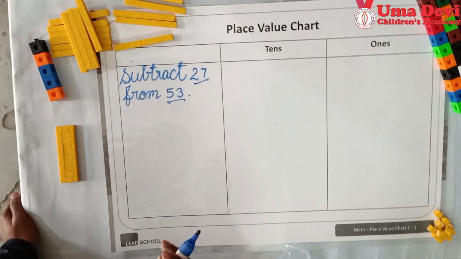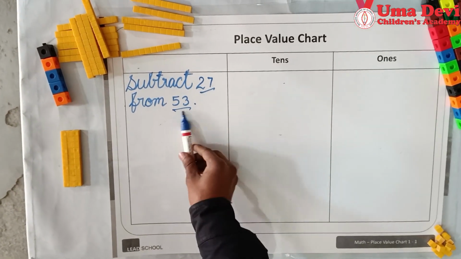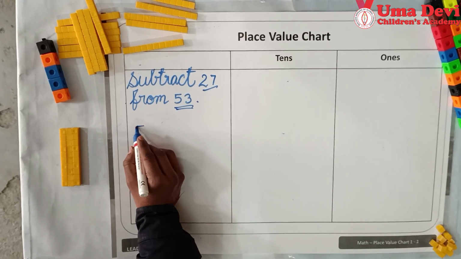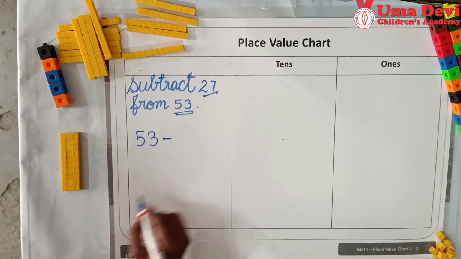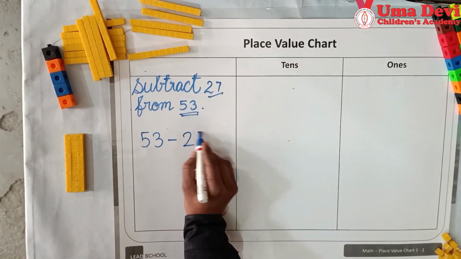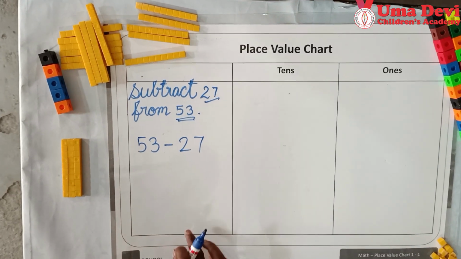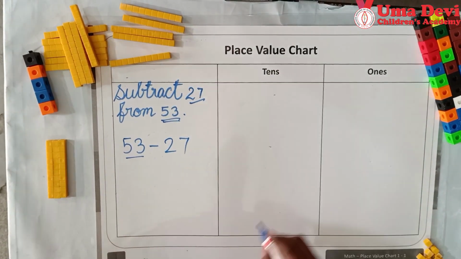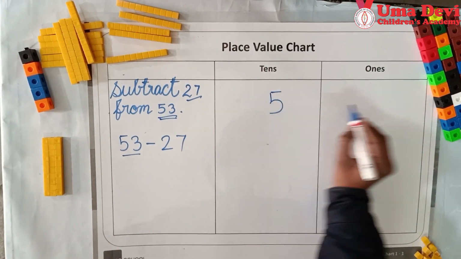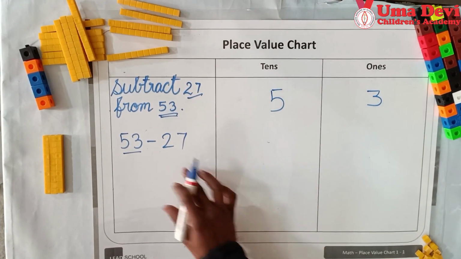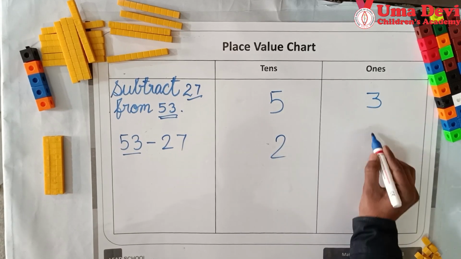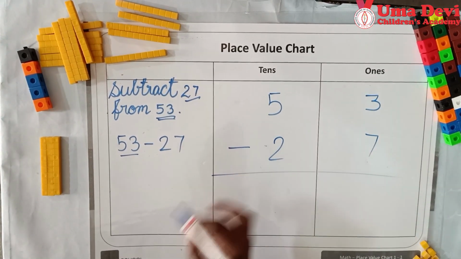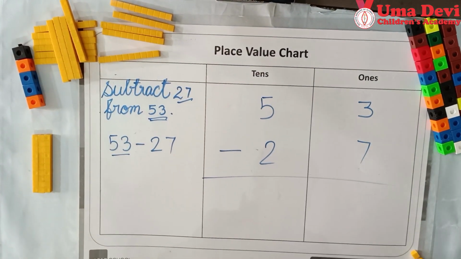Okay, now we will subtract 27 from 53. Which is the bigger number here? The bigger number is 53. So we will write the bigger number first. Then we will subtract 27. If I talk about it in the table, how do we write? We will write 53 at the top, and where will we write 27? It will be written at the bottom, right? And the subtraction sign I am putting here.